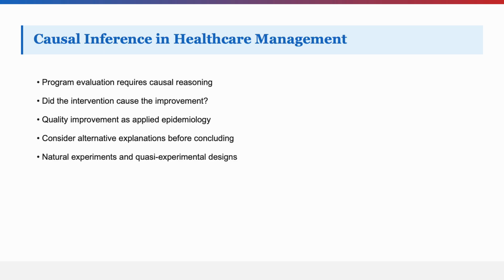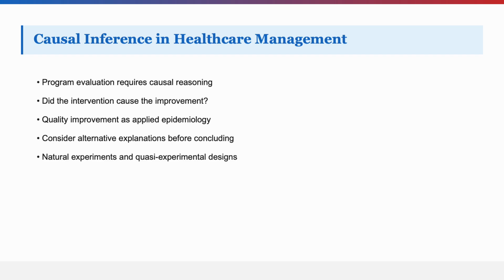How does causal inference apply to healthcare management? Everywhere. Program evaluation is fundamentally about causal inference. You implement a program and outcomes improve. Did the program cause the improvement? Or would improvement have happened anyway? Regression to the mean is a common trap. If you intervene when things are bad, they often improve regardless. Concluding the intervention worked requires ruling out this alternative explanation.